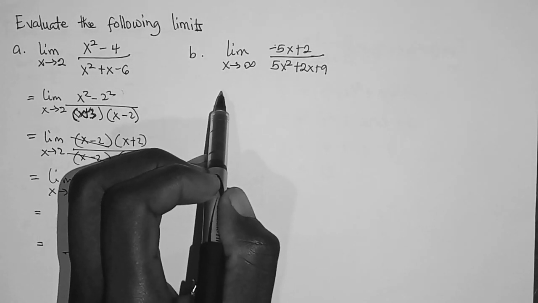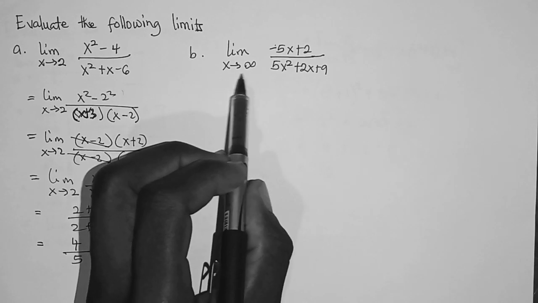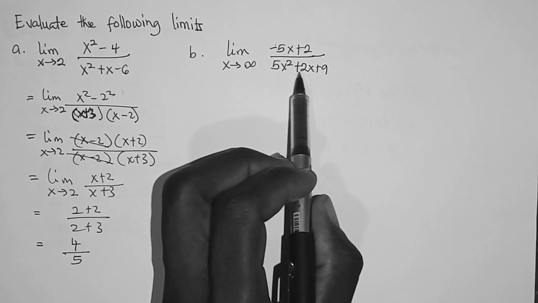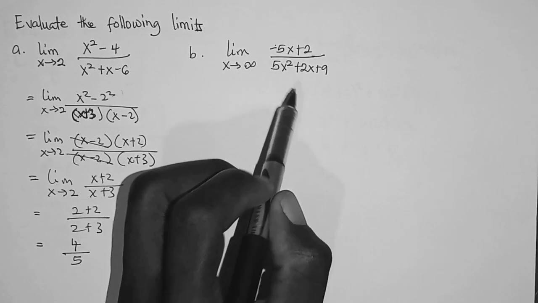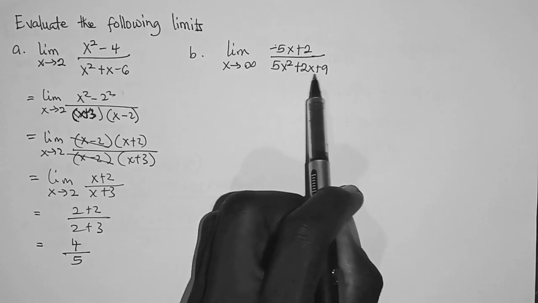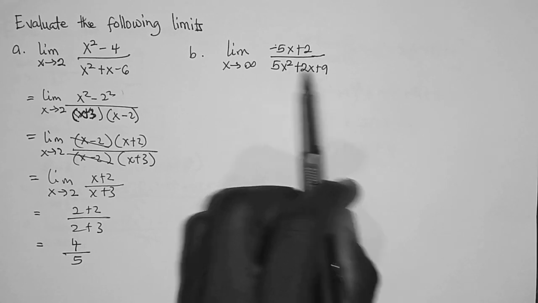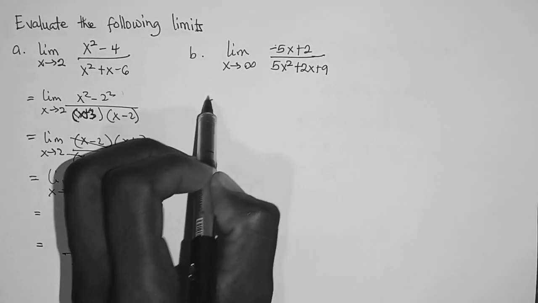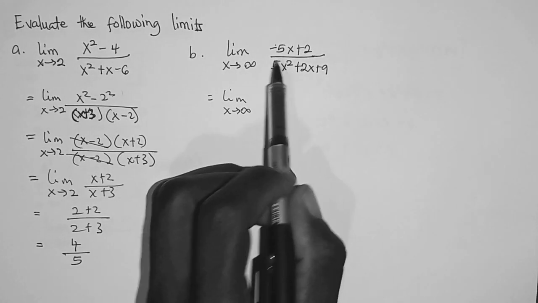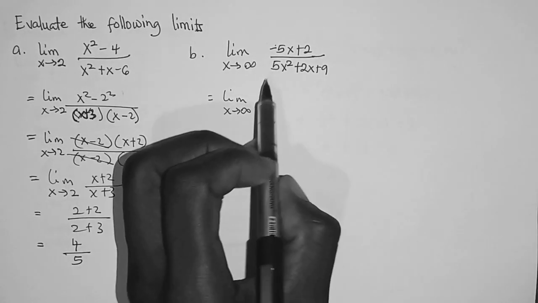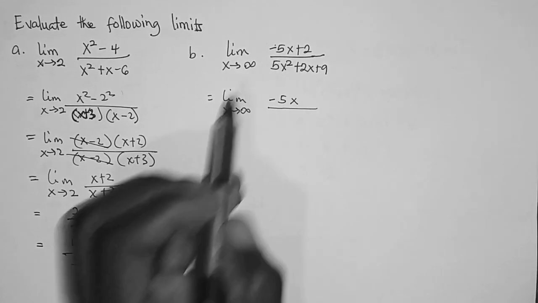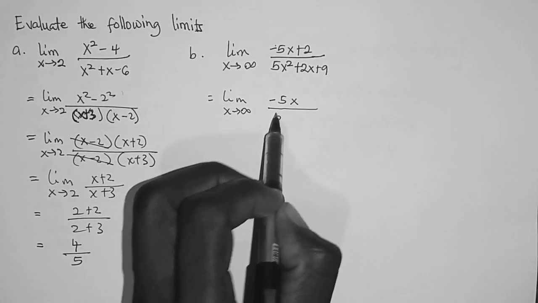And let's come to the side. So this is equal to the limit as x approaches infinity of minus 5x plus 2 divided by 5x squared plus 2x plus 9. Now you see that here, in this case factorization is not going to work, rationalization is also not going to work. So the rule says that for the limit as x approaches infinity, what we'll do is take the highest power of the numerator, which is minus 5x, and divide it by the highest power of the denominator, and that is 5x squared.